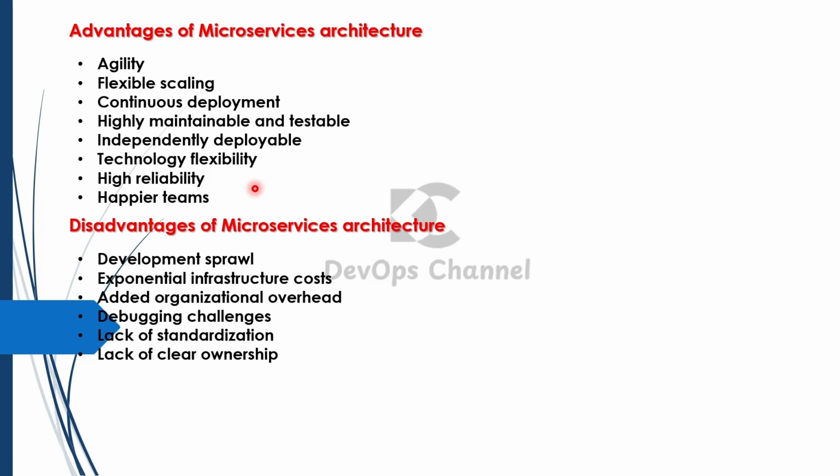Okay, exponential infrastructure costs. If they are being deployed on different infrastructure or different services by separating their management, of course they will cost more than the monolithic. Okay, also it will add an organizational overhead.